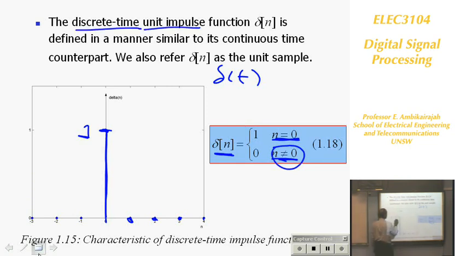Unit means it's equal to 1. If this value is more than 1, you don't call it unit, you call it discrete time impulse. So if this value is 1, it's a unit impulse. If it's not 1, say it's 5, then we call it a discrete time impulse.